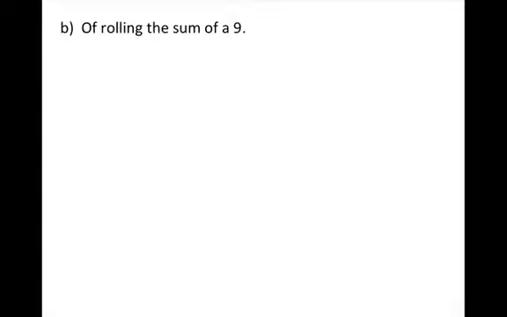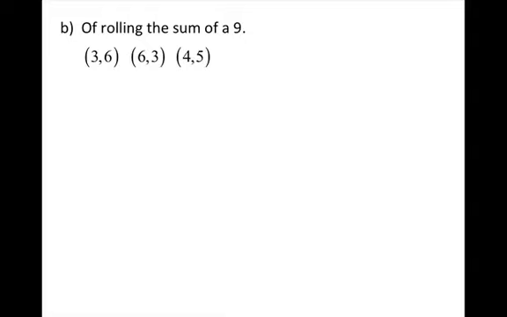Now let's look at the probability of rolling the sum of a 9. So think back to all those ordered pairs, and I want to ask myself which one of those add to give me a 9. So first, if my first number is a 3 and my second number is a 6, if I add those two, I get a 9. We'll also want to write 6, 3. These are different. This means my first die came up a 6 and my second one came up a 3.